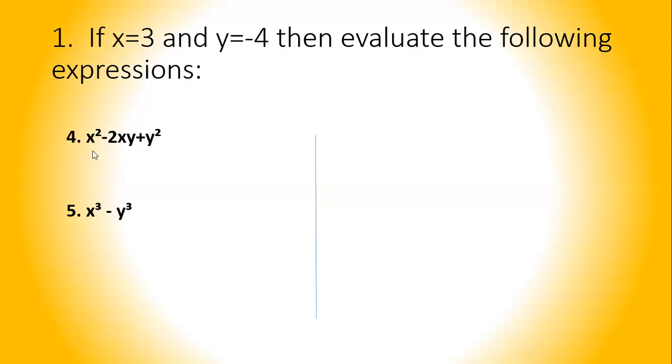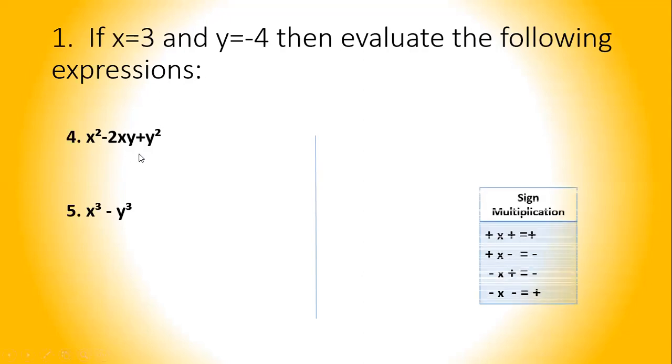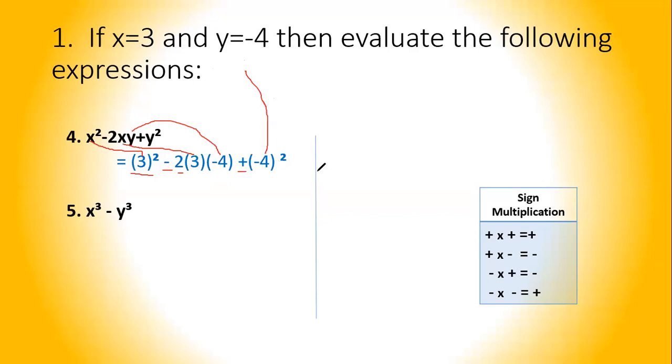Now here, what is step number 1? Step number 1 is just put the value of x and y. Here the question is x square minus 2xy plus y square. So remember the sign multiplication. In step number 1, we have put the value of x: x means 3, so 3 square within the small bracket. Then the minus sign is copied from the question, then 2 from the question, then x means 3, and y means minus 4 within the small bracket. Then plus is copied from the question, and y square means minus 4 square. Step number 1 is clear, everybody?